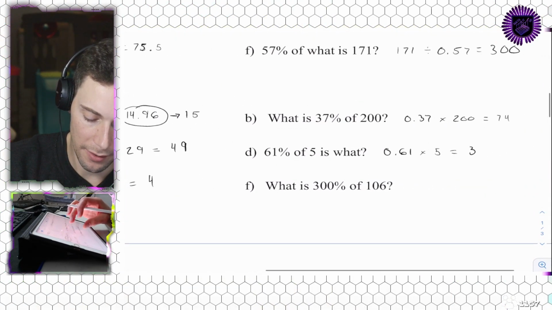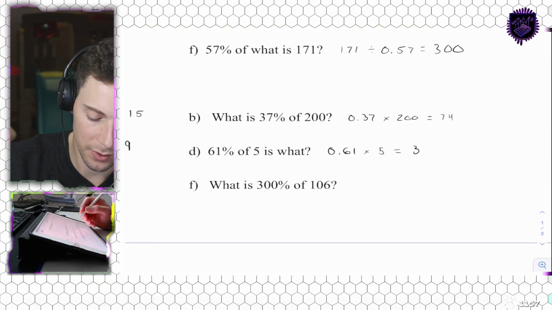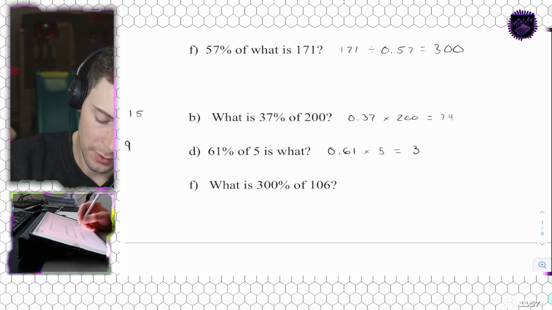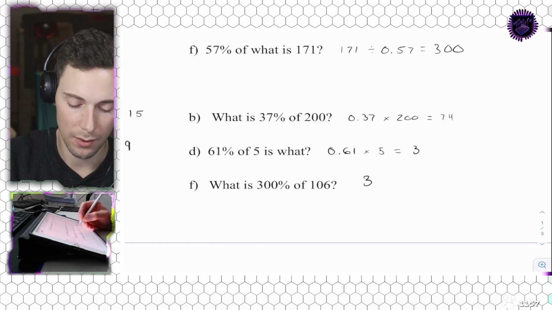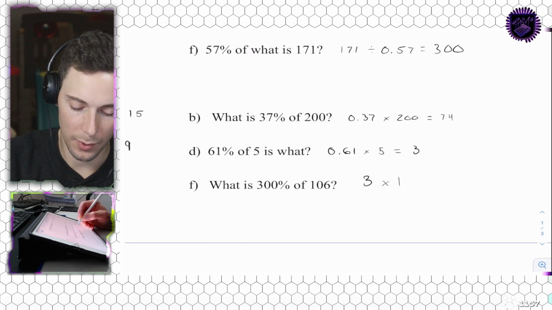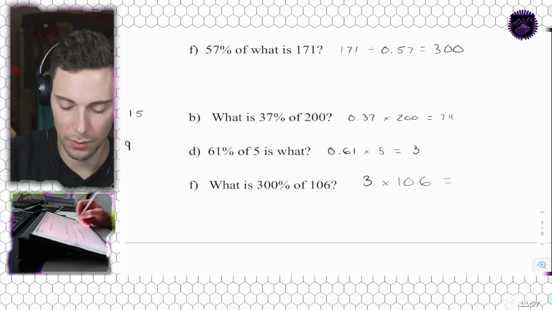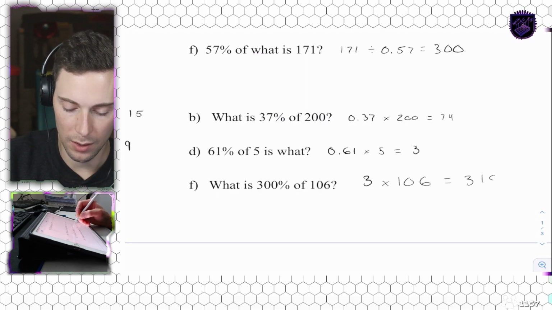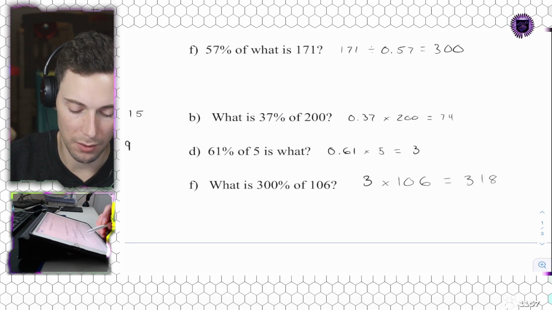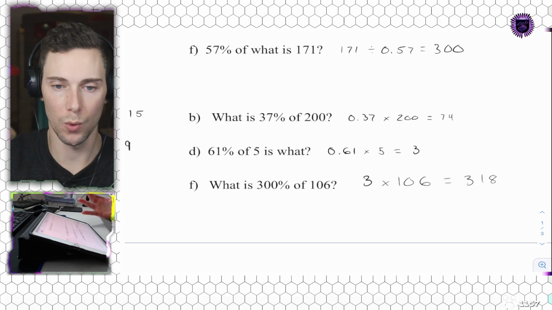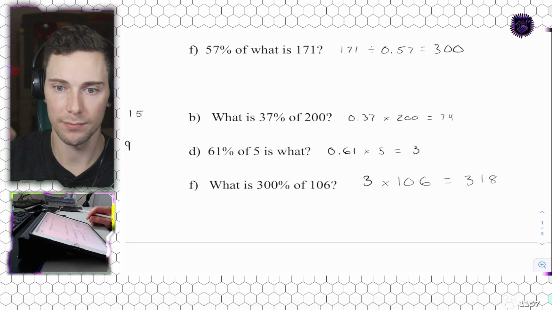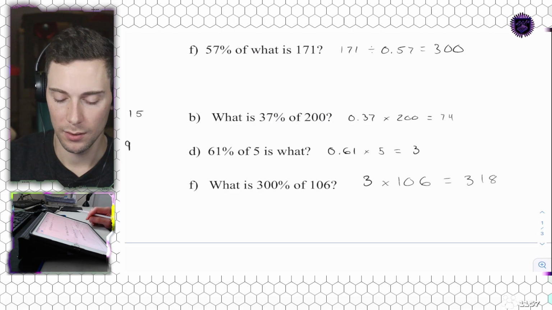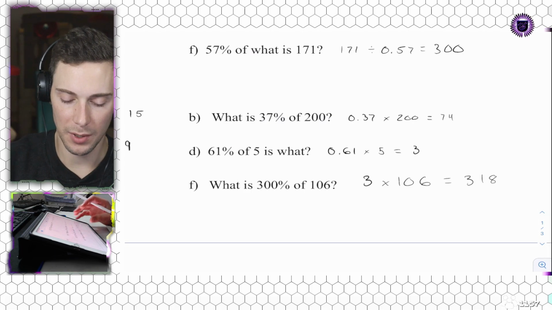And the last one is F, 300% of 106. So 300% is going to be written as 3. 3 times 106 is going to equal 318. Yeah, because 300% is 3 whole. 300 over 100, which is 3. 3 times 106 is 318.